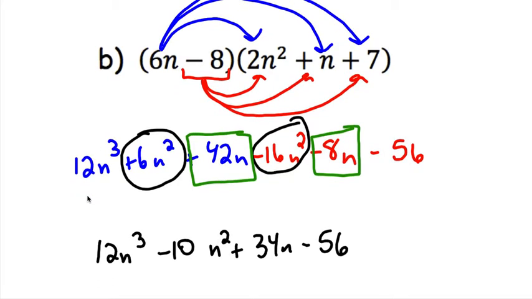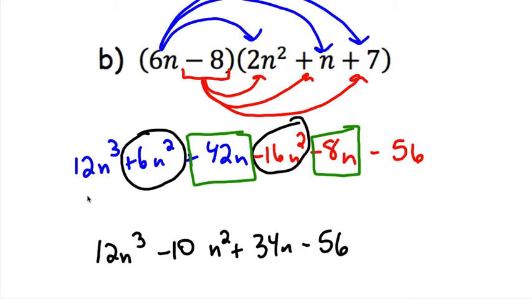And now I'm ready to add my like terms. So first of all, start with the highest power, n to the third, bring that down. 6n squared and negative 16n squared, those are like terms because they have the same variable, same exponent, they're both n squared. Use your calculator. 6 minus 16 gives you negative 10. So I have negative 10n squared.